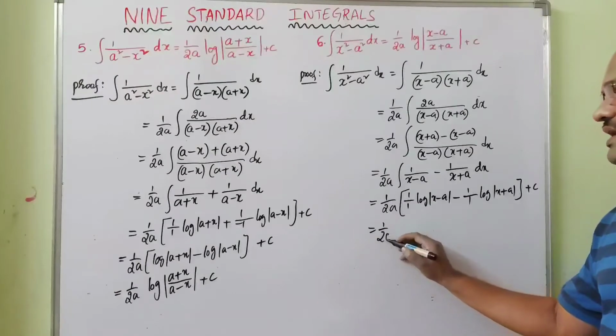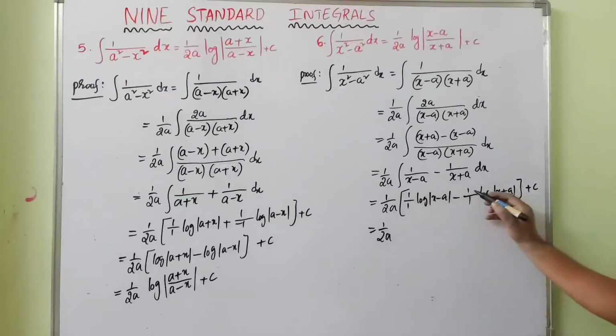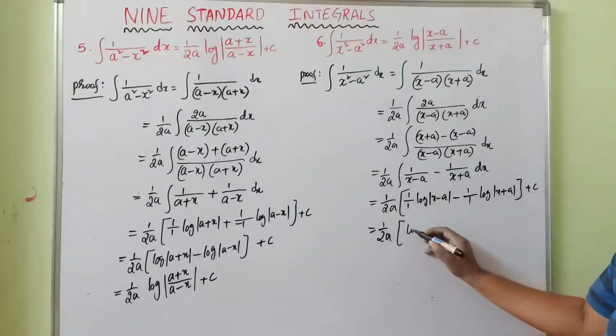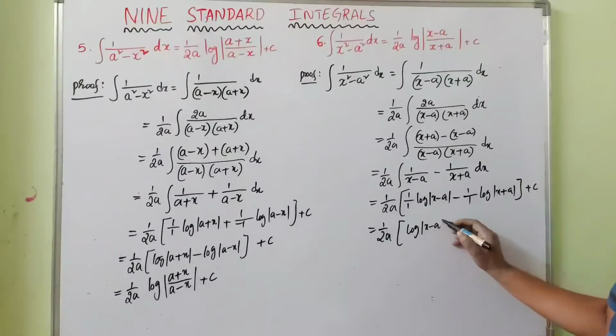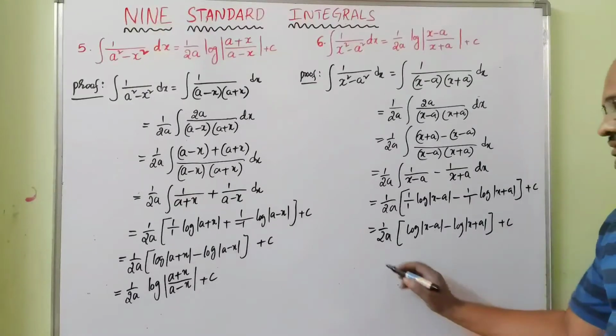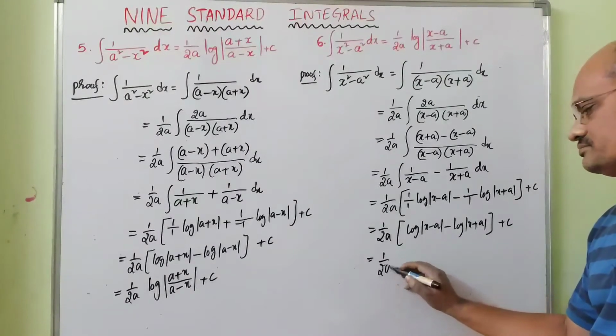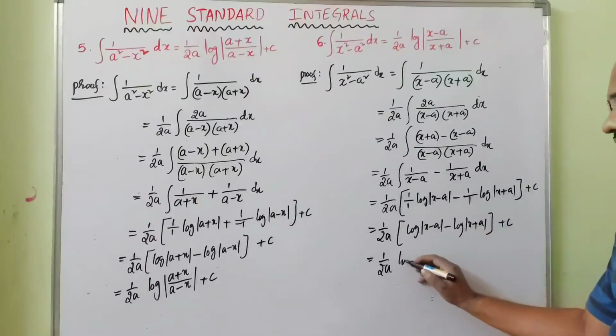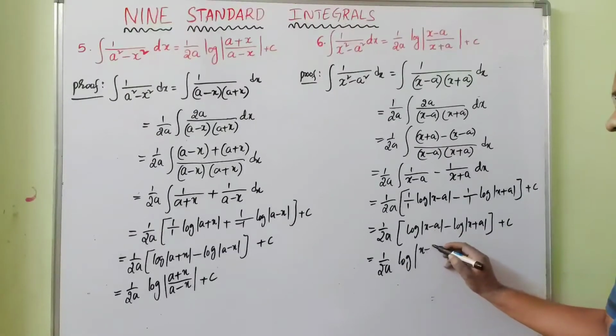Now 1 by 2a, 1 by 1 is 1, 1 by 1 is 1. So we can write this as log mod x minus a minus log mod x plus a. Now log m minus log n is log m by n.